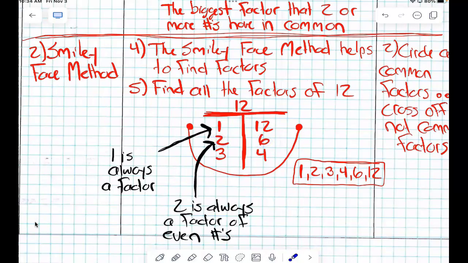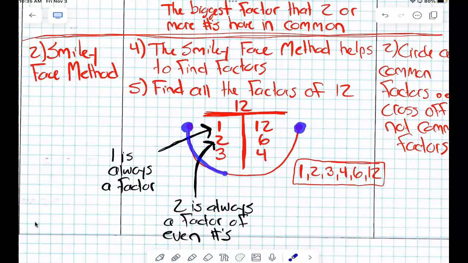What's the next number we should try after 2? 3. Does 3 go into 12? Yes. So 3 goes into 12 how many times? 4. Because 3 times 4 is what? 12. What's the next number I should try? 4, but we actually do the crossover, so we know we found all the factors, right?